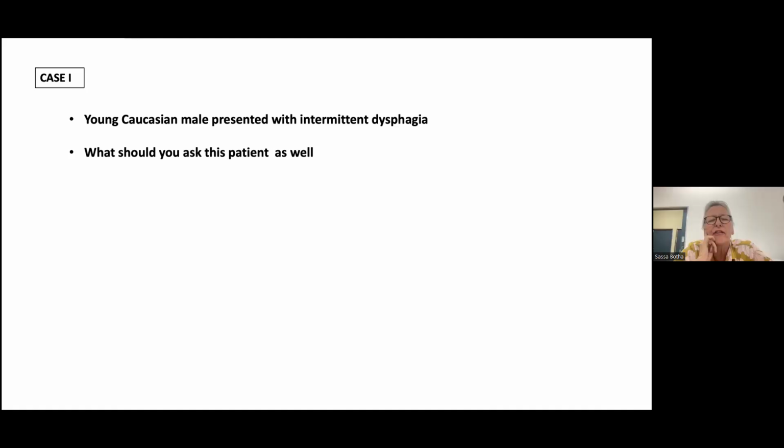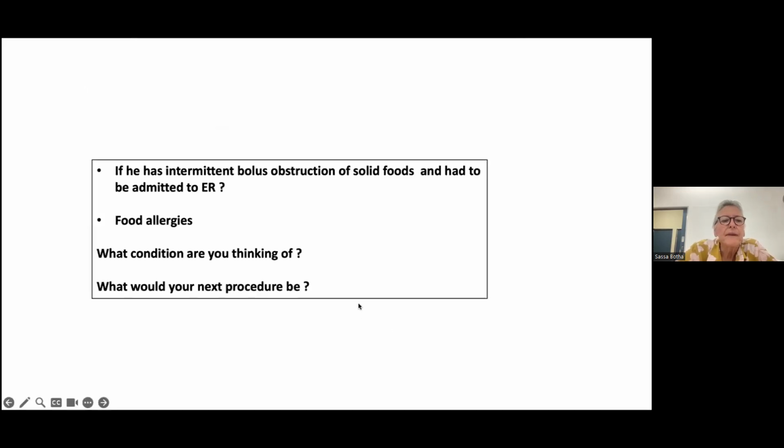Okay, but there's one specific thing, I'll give you the nickname just now, that you should ask about when he says he's had intermittent dysphagia. Food bolus impaction. That's right. And did it take him to the ER? That's quite important. They call it the steakhouse syndrome because usually the piece of steak gets stuck when they're eating their steak in the steakhouse. So it's very important to see if he's got bolus obstruction, and then you go into the food allergies, because it can be associated with other allergic conditions.